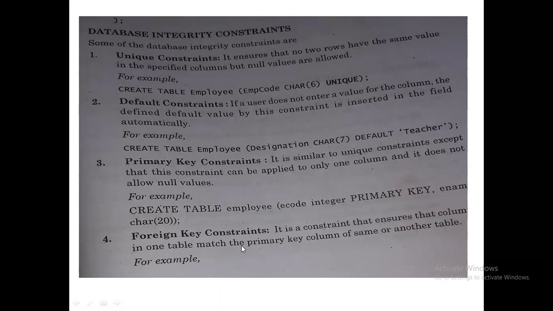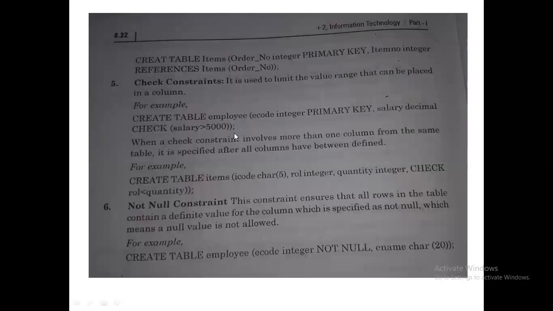So next is the foreign key constraint. It is a constraint that ensures that a column in one table matches the primary key column of the same or another table. So create table item, order number with data type integer. Field name is order number, data type is integer, and the key is primary key, and comma, item number, this is another field, data type is integer, and the constraint is references item order number.